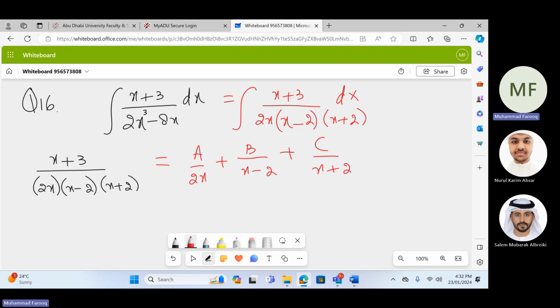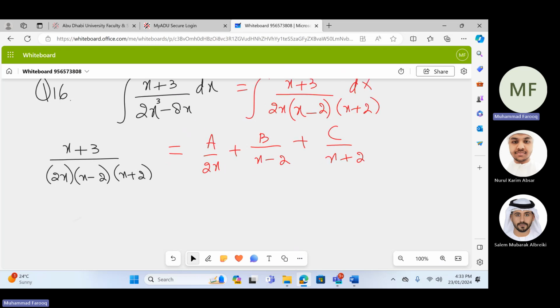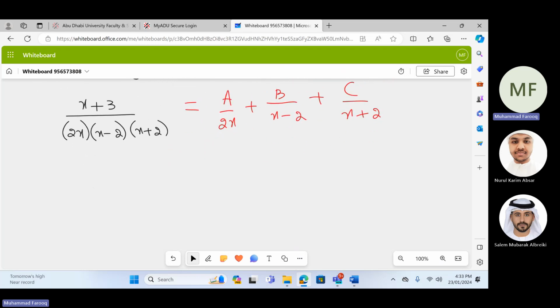Good. Now I will tell you how to find this A, B, C. Whatever you have in your questions, A, B, C, D, we now have to find out their values. After decomposition, the next step is to find A, B, C. But how? Next step: take the zero roots, x equals, and multiply both sides.